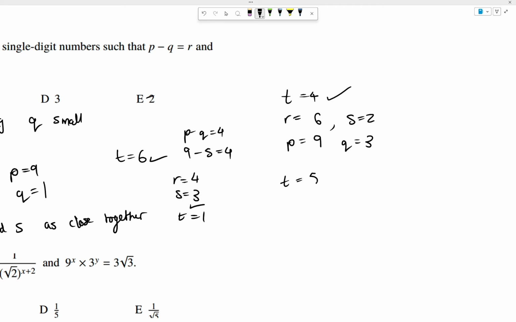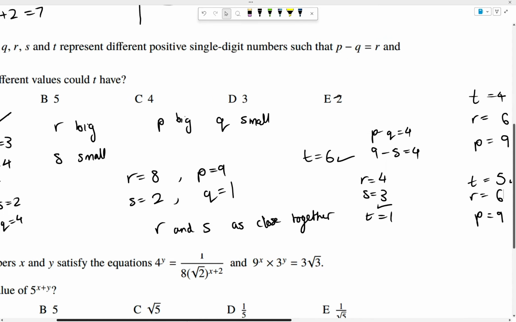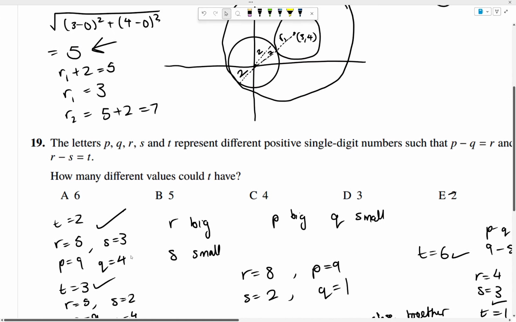And then finally T equals 5, which we can do with R equal to 6, S equal to 1, P equal to 9, and Q equal to 3. So T equals 5 works. So in fact, we can find every number from 6 to 1 for T, and therefore the answer is 6.